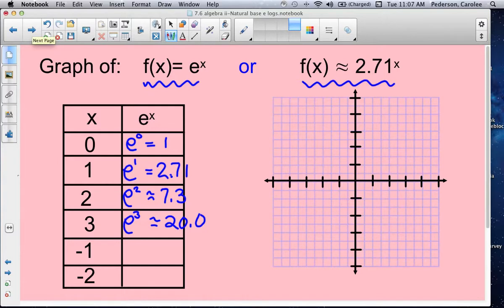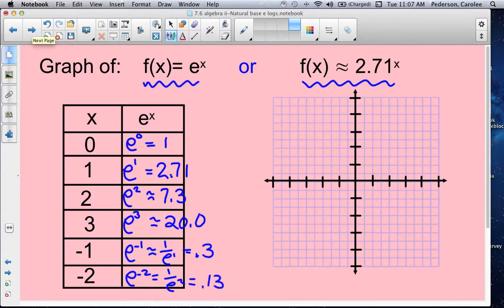20.0. Now let's talk about the two negative numbers here. E to the negative 1. Remember, that is the same thing as 1 over e to the 1. So 1 over 2.71 is a very small number. It's approximately 0.3. And then e to the negative 2 is the same thing as 1 over e squared. 1 divided by e squared is an even smaller number, 0.13.